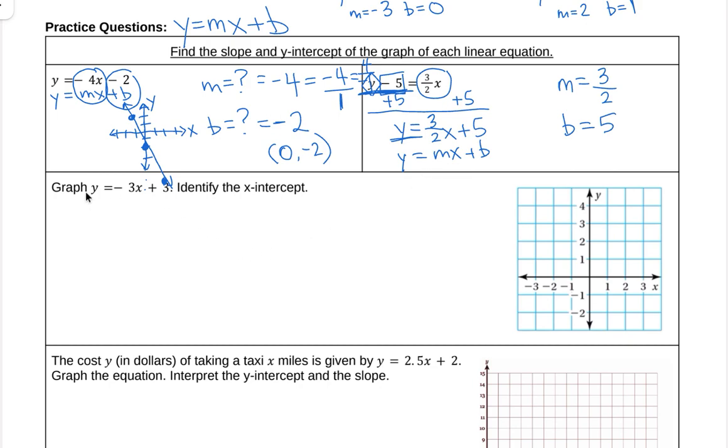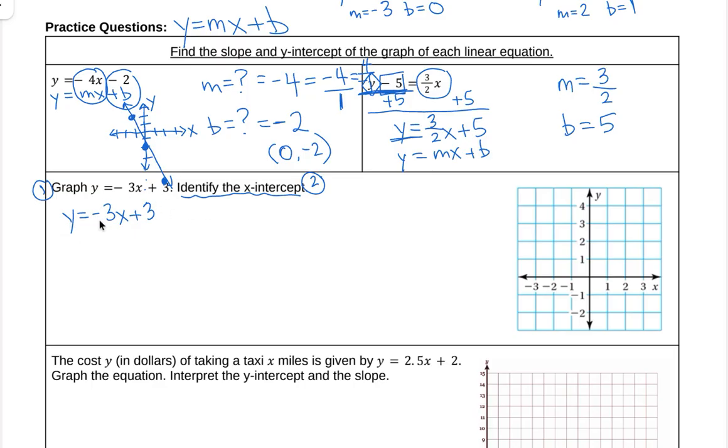All right. Graphing y equals -3x plus 3. And then it says identify the x-intercept. So we have two things. We need to graph the equation, and then we need to tell what the x-intercept is. Okay? So from our equation, y equals -3x plus 3. First question, have we solved for y? Yes, we have. It already says y equals, okay?